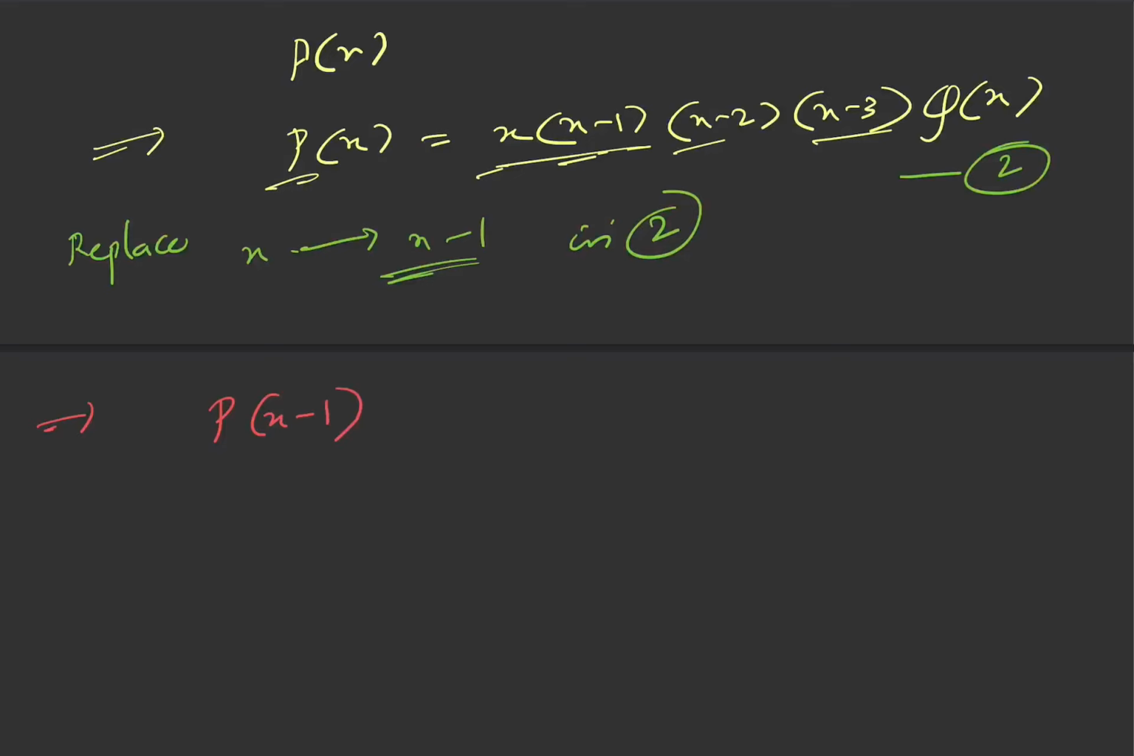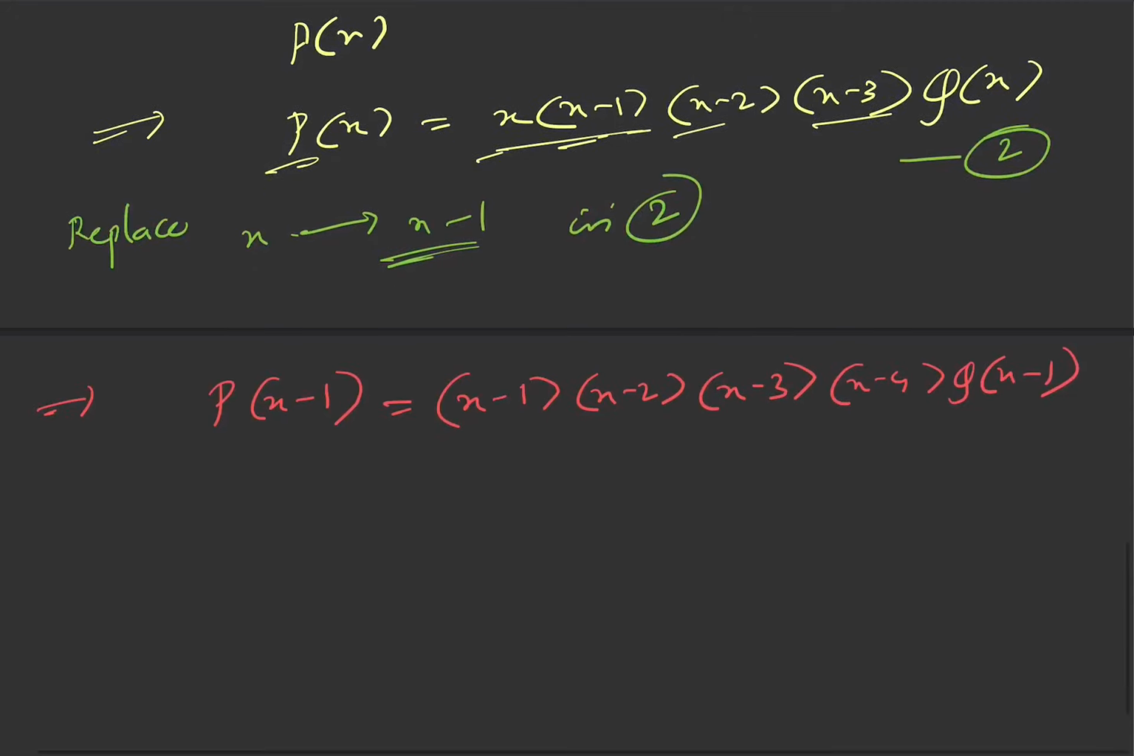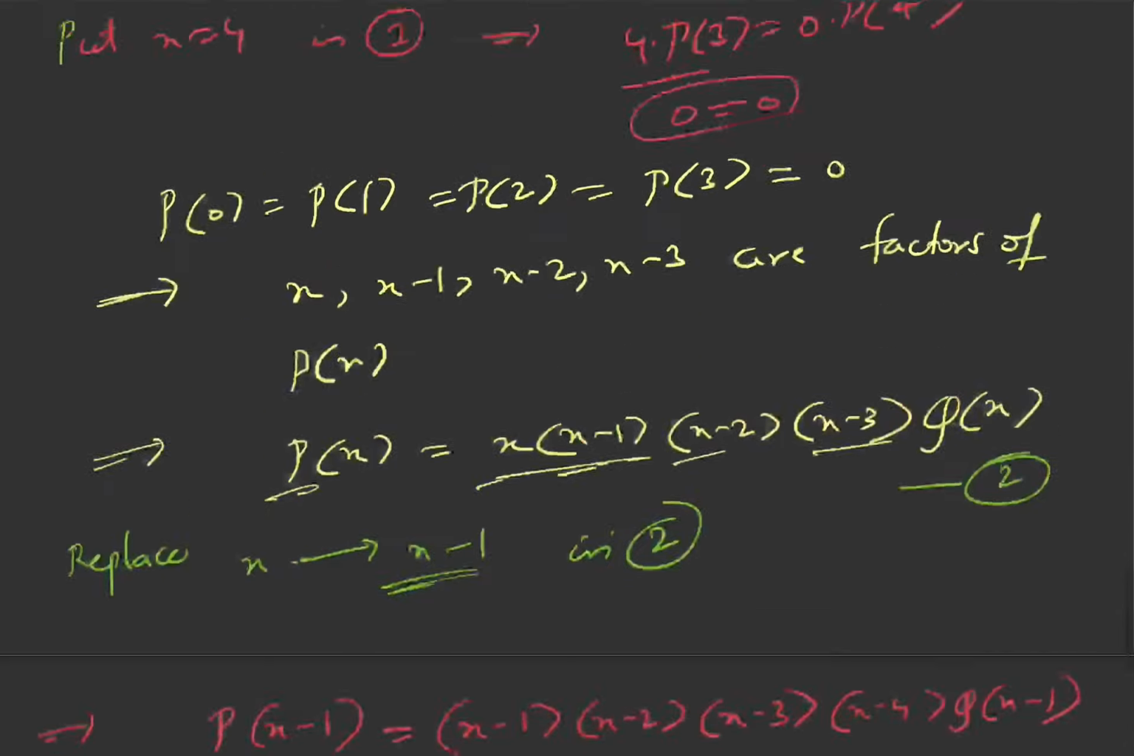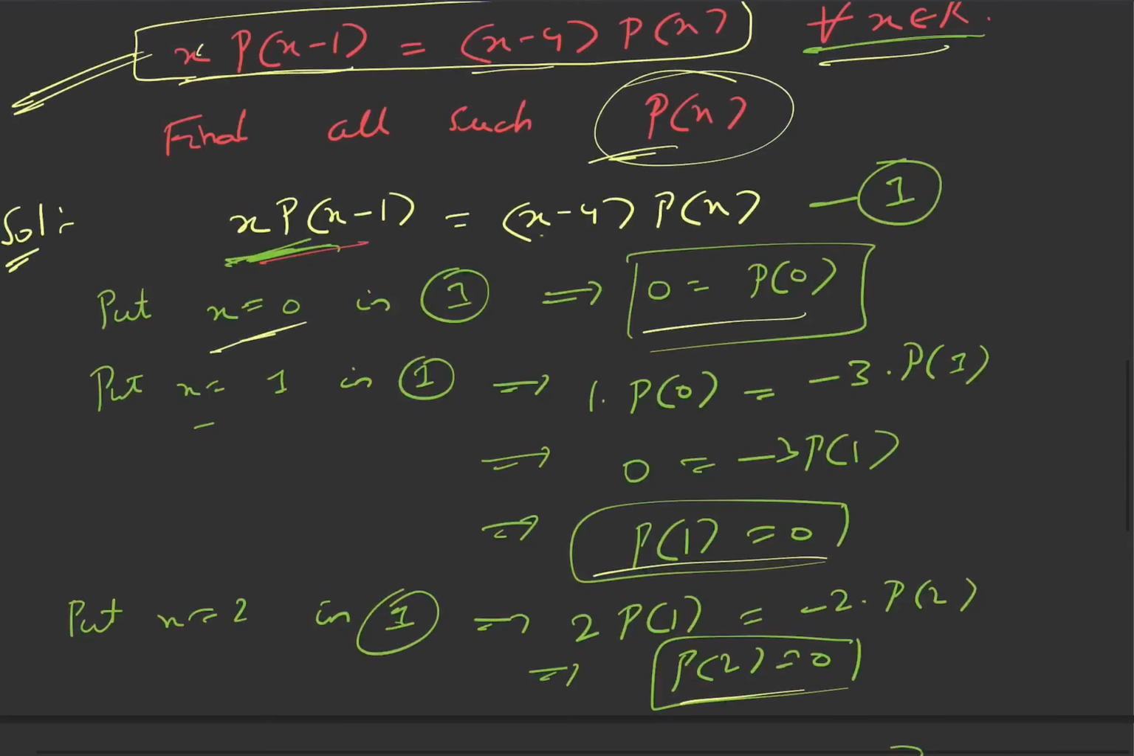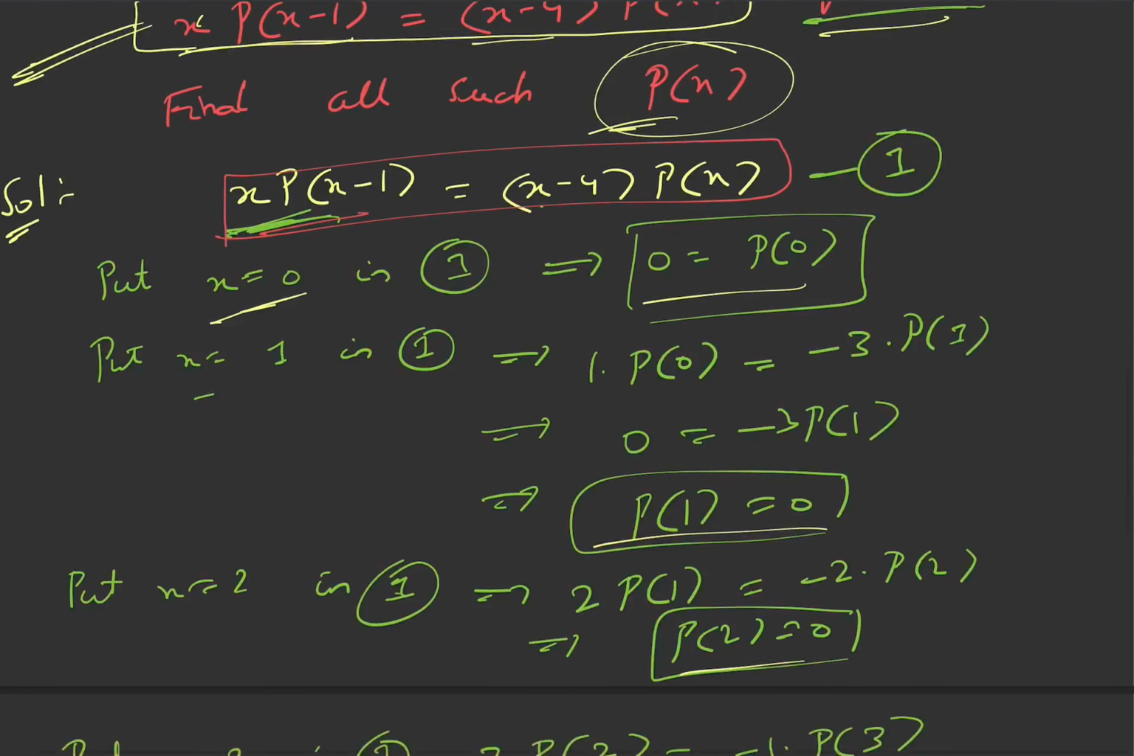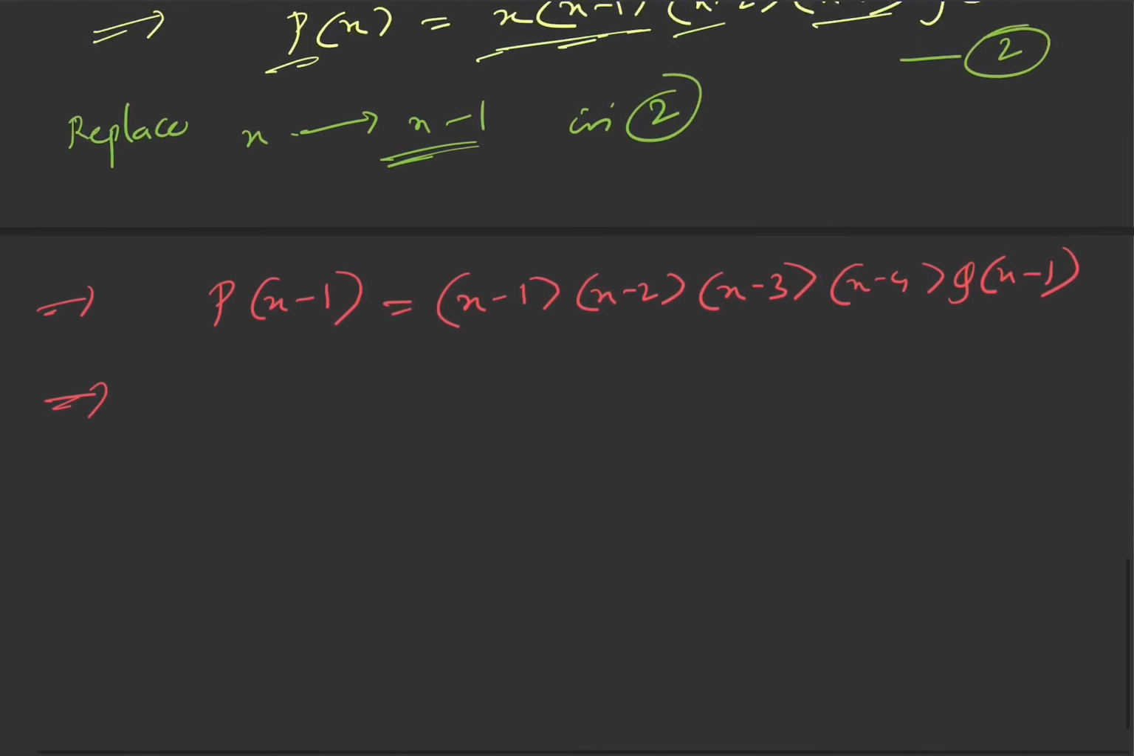So what will I get? p of x minus 1 is equal to x minus 1, x minus 2, x minus 3, x minus 4 into q of x minus 1, isn't it? And we know that x into p of x minus 1 is x minus 4 into p of x.